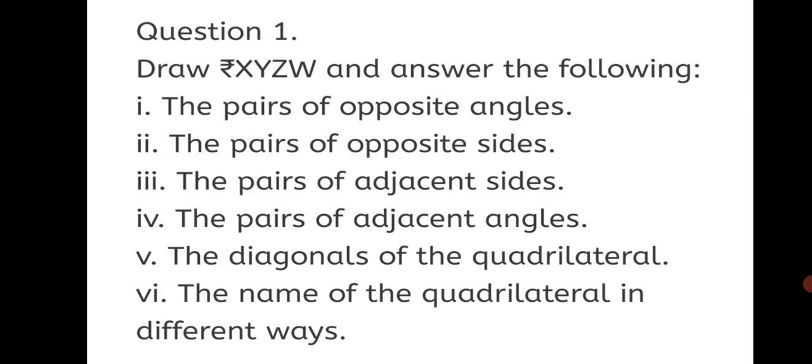Question number 1. Draw quadrilateral. Ignore this sign here, it should be a quadrilateral sign. Draw quadrilateral XYZW and answer the following. So pairs of opposite angles, sides, adjacent angles, sides, and some questions are asked. Let's start answering them. First, the pairs of opposite angles.